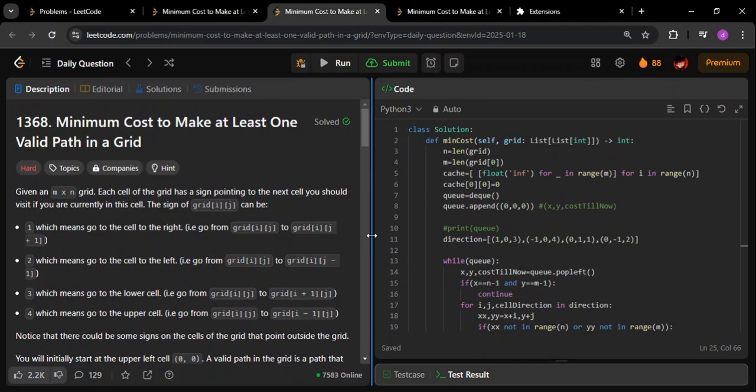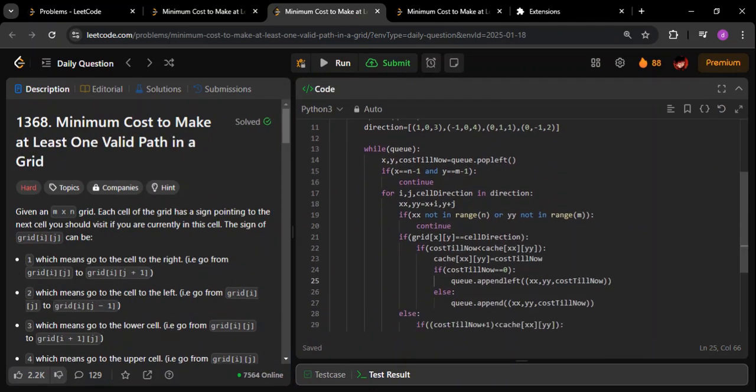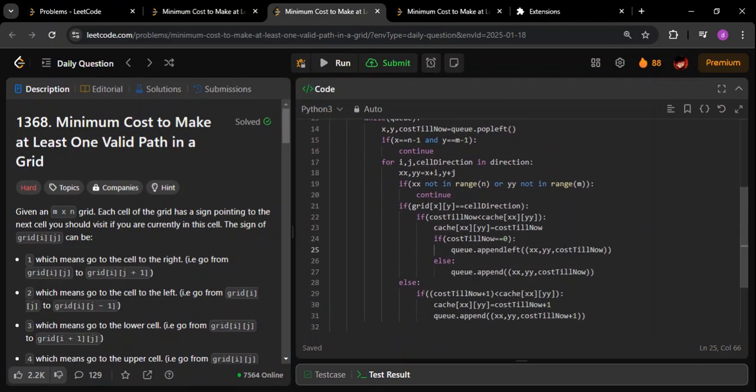In this solution, the only difference that I'm going to make is this part. This is the only additional thing I'm going to make here. In the first case, where we are following the direction of the grid, the cost till now is the cost with which I am going to enter double x double y. If this is zero, that means we are reaching double x double y from x comma y without incurring any cost. In that case, I'm just going to do append left.